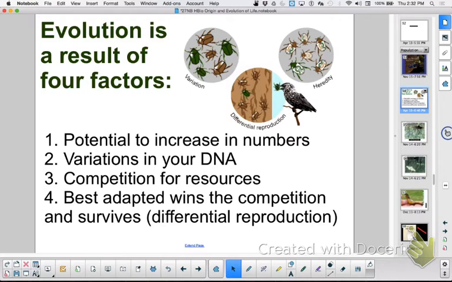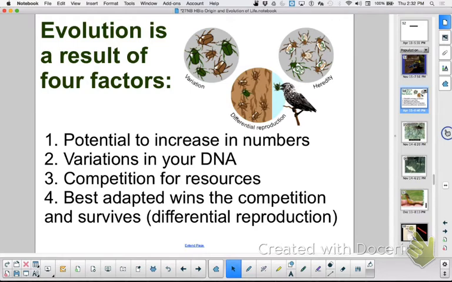Now, where could those variations have come from? Mutations, exactly. There's competition for resources, so not everybody's going to win, and then the best adapted ones will win. If there's no competition, you'll have all different kinds of organisms. You won't have to compete. There's no drive, no push for that adaptation to survive.